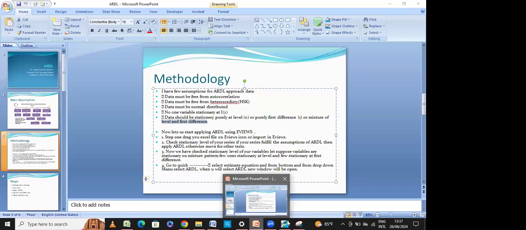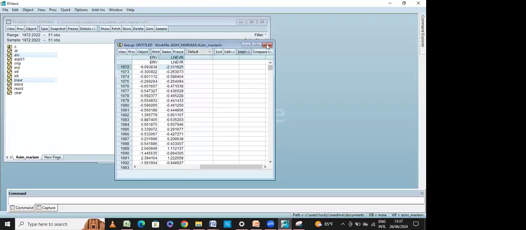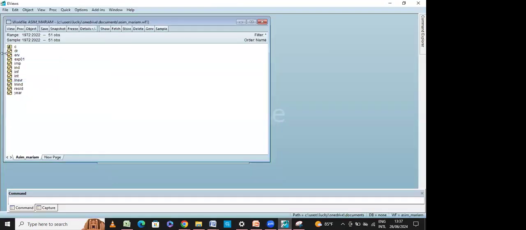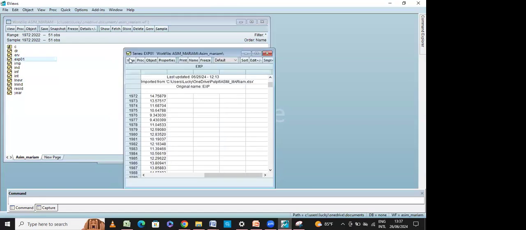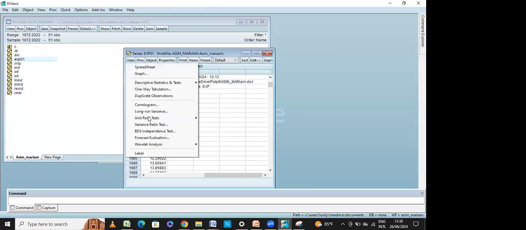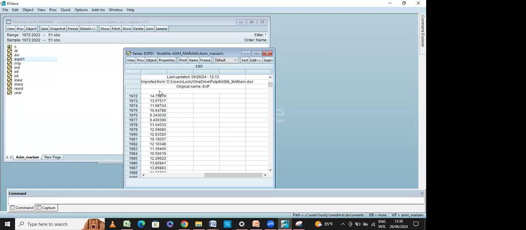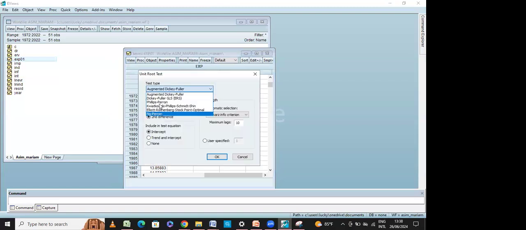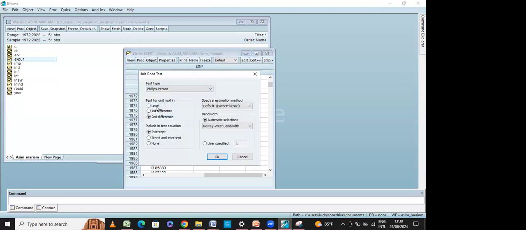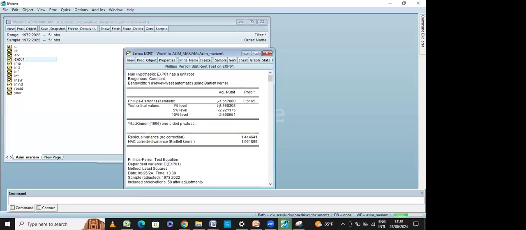I have very little time, but here I can show you one more thing. There is also one more famous test, Phillips-Perron, the same kind of test. See, I just change the augmented ADF to the Phillips-Perron test. Just click over here and see, you can see the same kind of values.